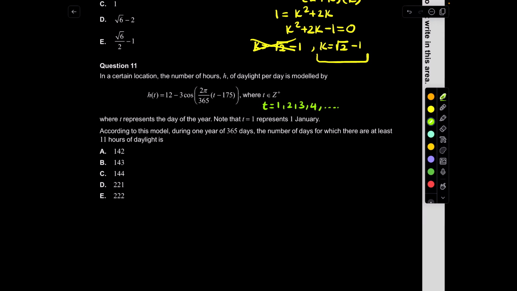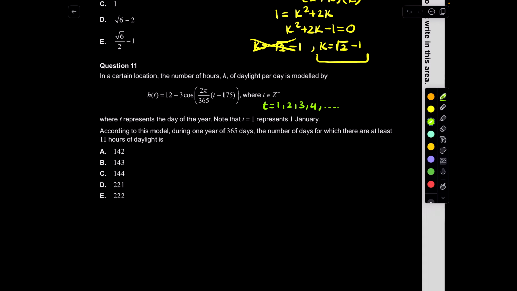Now, t represents the day of the year, and so we note that t equals 1 represents the 1st of January. Okay, so it represents the first day. According to this model, during one year of 365 days, the number of days for which there is at least 11 hours of daylight is what?